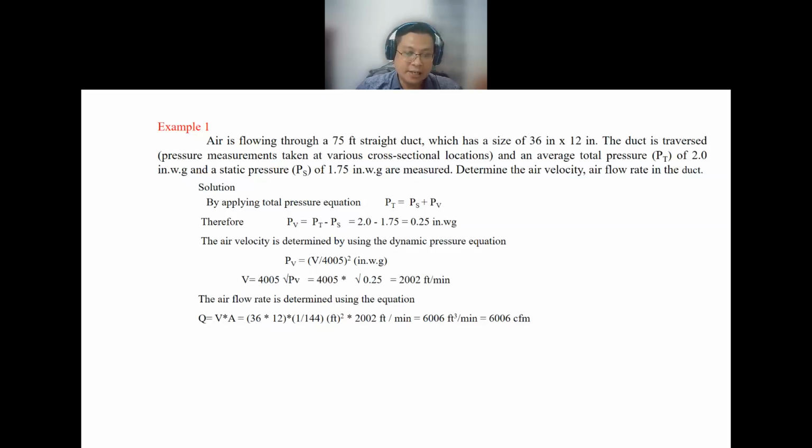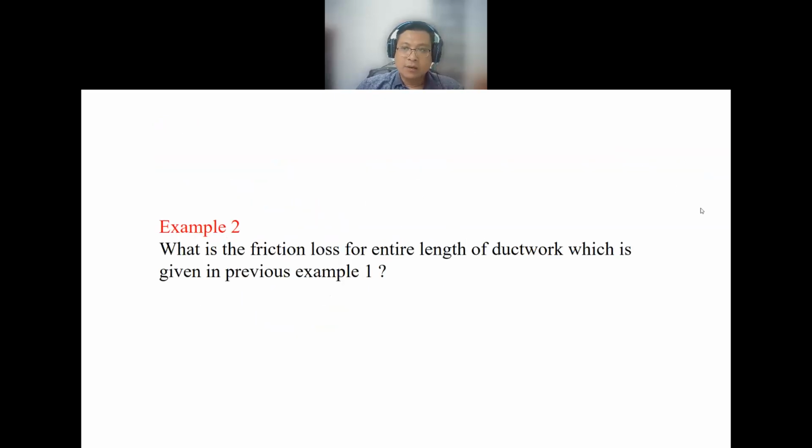So any question here? Ada soalan? Tak ada, sir. Tak ada, still easy. So never mind. If you still follow me, it's fine. But if you are still confused but don't want to ask, that is the problem. Okay, we go to example 2.